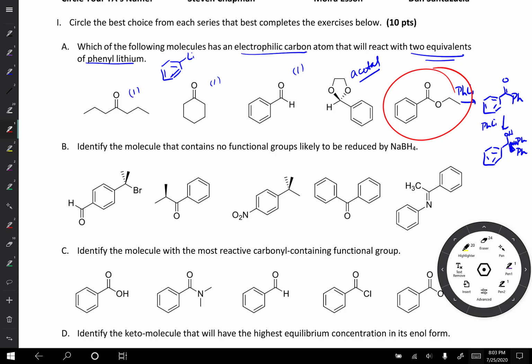Let's go to B. Identify the molecule that contains no functional groups likely to be reduced by sodium borohydride. Part of this question is in chapter 23. So this is in chapter 23, this reduction of an imine with sodium borohydride. You don't know that yet, but I'm just going to tell you it can happen. It will get reduced to the corresponding amine. So that means this one can. We know ketones can. We know that both of those can. We know aldehydes can be reduced. But nitro groups, you would have to use very harsh palladium on carbon conditions to do this.